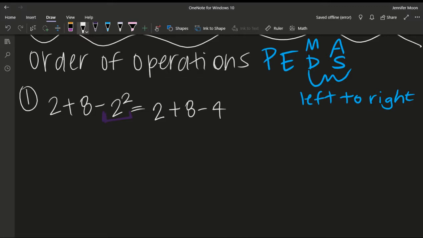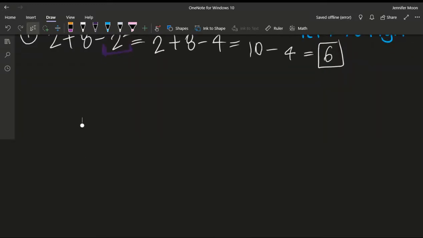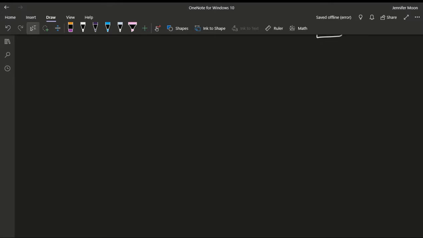And now using our addition, subtraction left to right, what we're going to do is add the 2 and the 8, which gives us 10, and then we have a negative 4. Well, 10 minus 4 is 6. Okay, so I'm going to slide up. If y'all want to write the order of operations down somewhere, that way you have it and you can refer to it, okay? So for the second example, we have 7 plus 5 times 6.